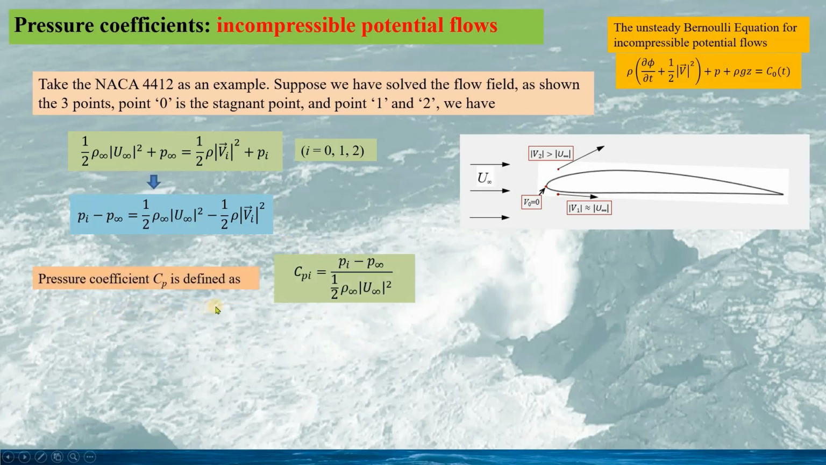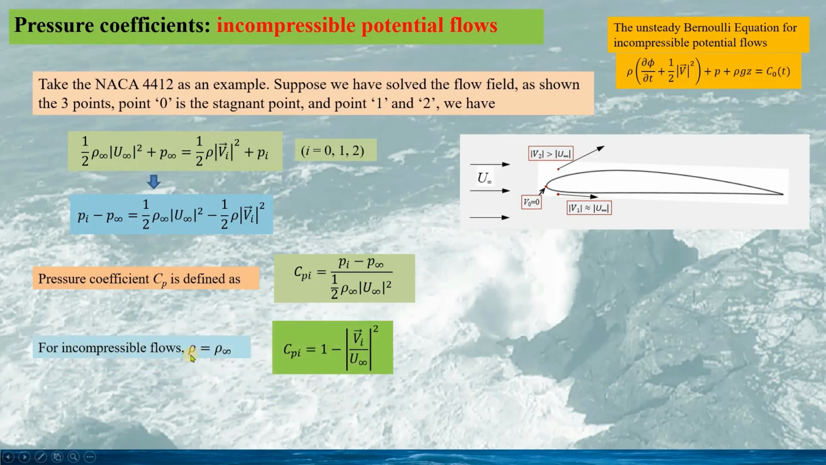And based on the convention, the pressure coefficient Cp is defined as this expression, the pressure difference divided by the dynamic pressure at the far field, given as this. And here, the subscript i can be 0, 1, 2, and for other field points as well. So for incompressible flow, the density at the field point, rho, would be the same as the density at the far field, rho infinity. So we can obtain the pressure coefficient given as this expression.